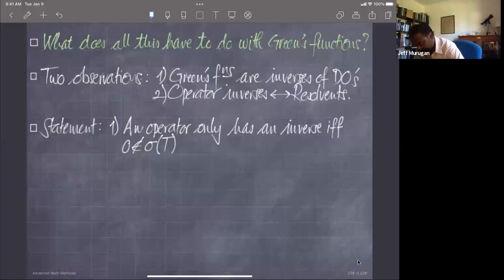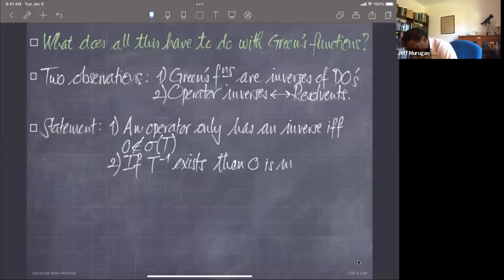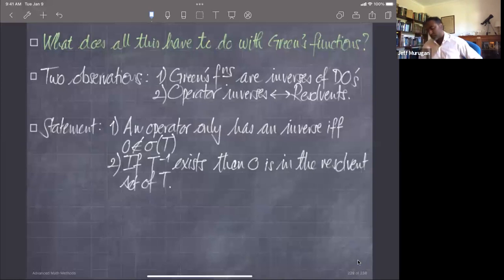The second statement is the converse of this. If T inverse exists, then 0 must be in the resolvent set of T. Is everybody with me?